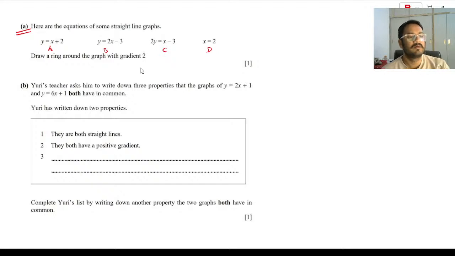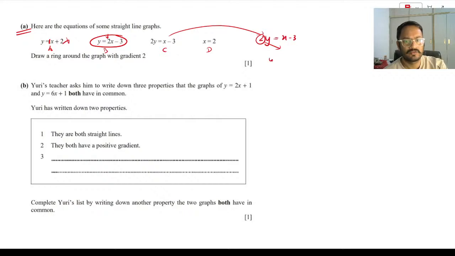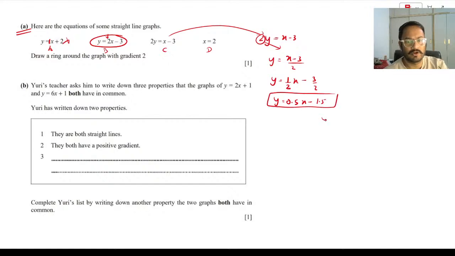Okay. So because here the gradient is 1, obviously we cannot take this equation. Here the gradient is 2, so yes, we will ring this one. Now this is 2y, and we can just rearrange it so that we can see the correct answer. Because this is 2, I'll send this 2 to the denominator. So y will be equal to x minus 3 upon 2. Now we will separate the denominators. So 1 upon 2 x minus 3 upon 2. So y will be equal to 0.5x minus 1.5. So yes, this cannot be the answer.